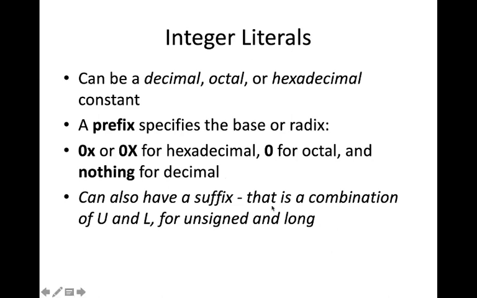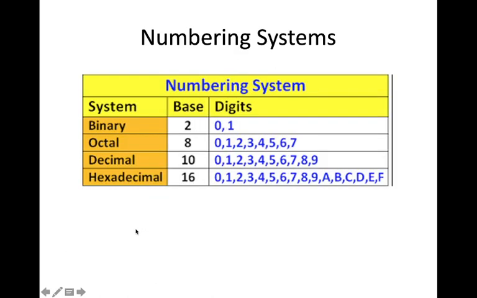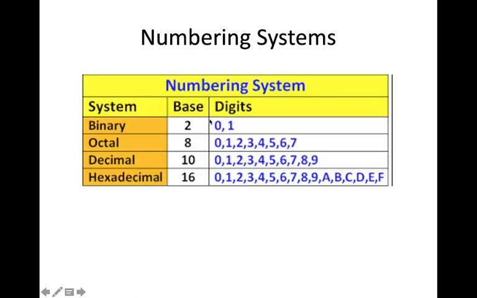Then we can also have a suffix, that is a combination of U and L. U stands for unsigned and L for long. During data types, we have seen this U and L, and we will not be using them always. You just understand that suffixes can also be inserted. That is, you can have U and L to show that it's an unsigned decimal number, or an unsigned long decimal number, like that. The suffix can be uppercase or lowercase and can be in any order. I will show some examples later, then you will understand what the suffix is.